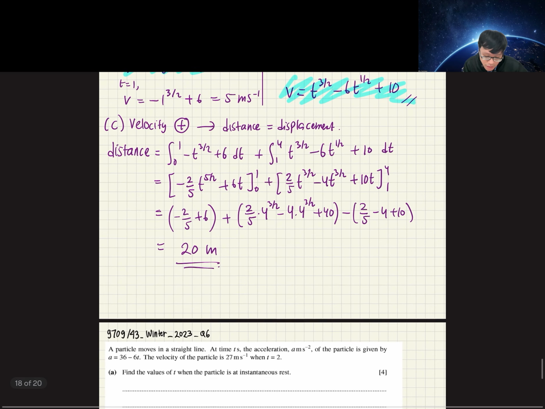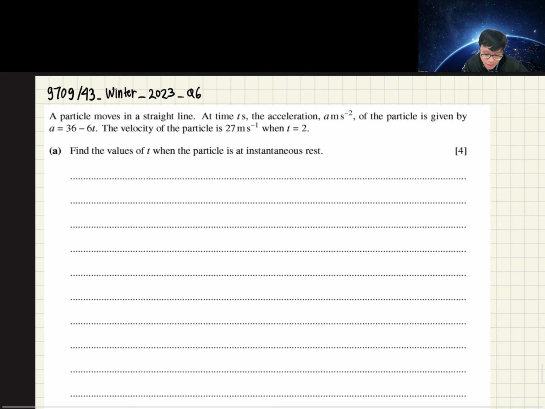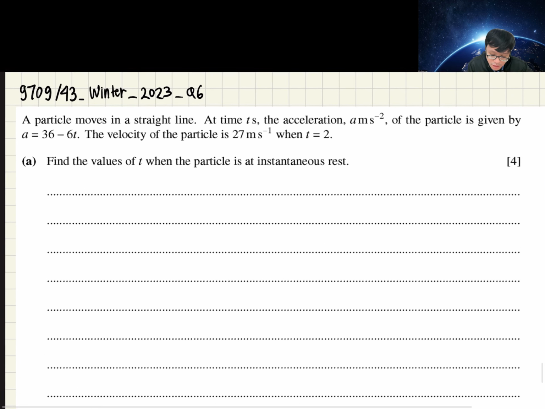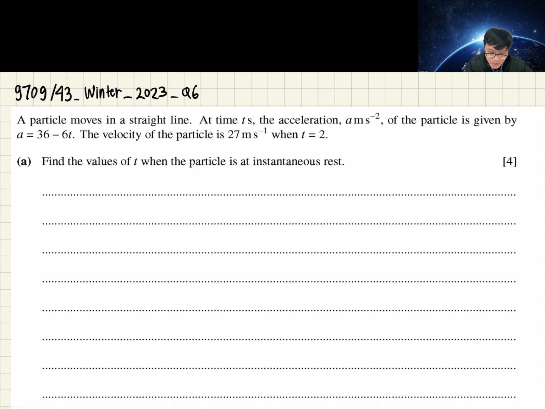Now, move on to the next question. Here we have another acceleration equation. A particle moves in a straight line. At time t, the acceleration a of the particle is given by this equation. The velocity of the particle is 27 meters per second when time equals 2. So, the first question, find the value of t when the particle is at instantaneous rest.